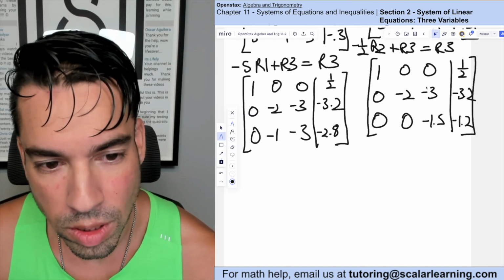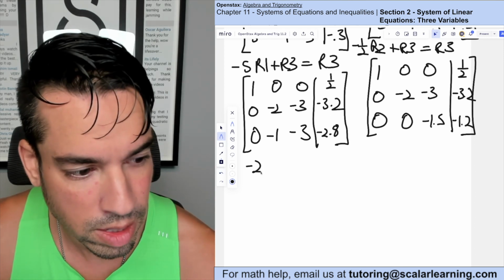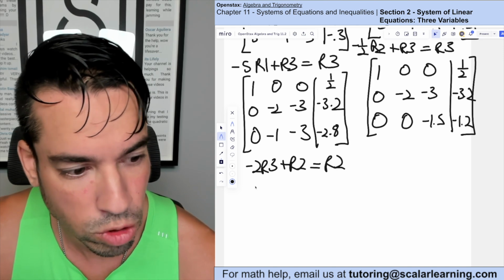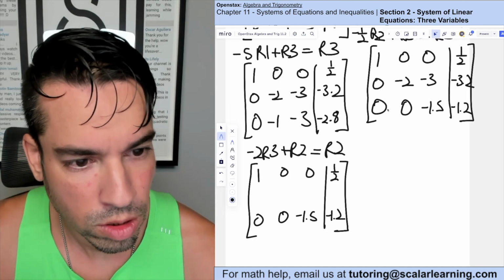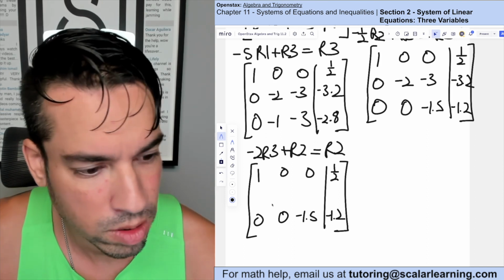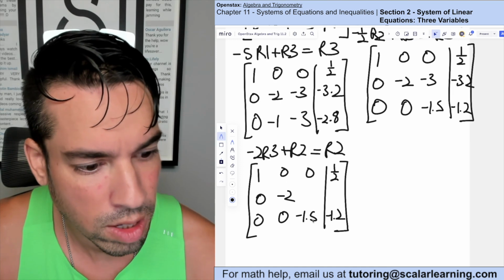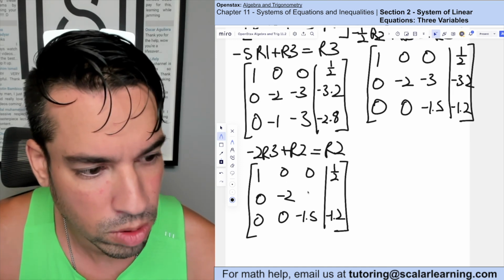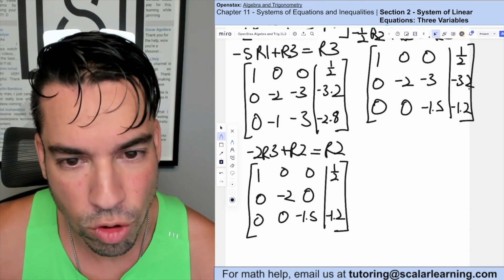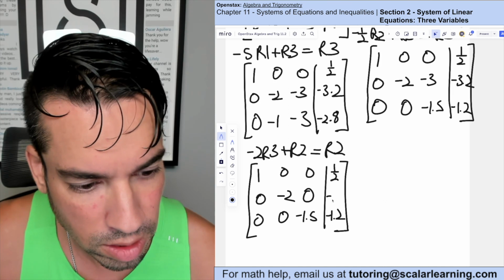Next, I see a really nice, easy layup is to get rid of this. I can do that by multiplying -2 against row 3, adding that to row 2 to get a new row 2. Check it out. So then -2 times 0 is 0 plus 0 is 0. -2 times 0 is 0 plus -2 is -2. -2 times -1.5 is 3 plus -3 is 0. -2 times -1.2 is positive 2.4. 2.4 plus -3.2 is -0.8.